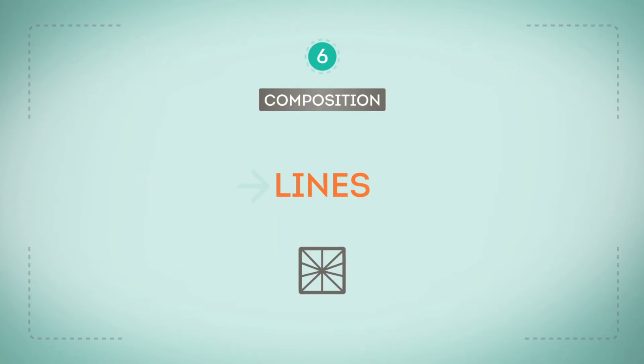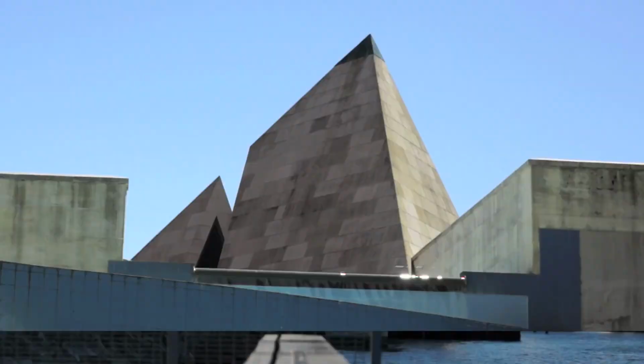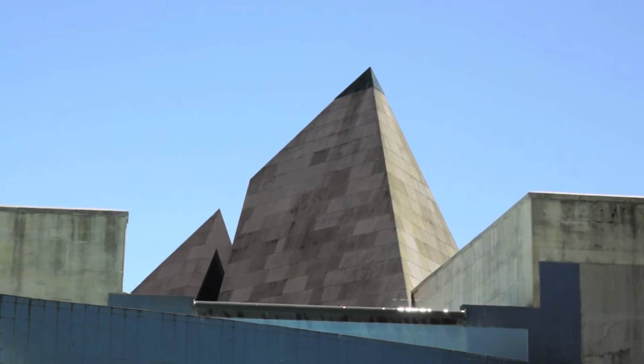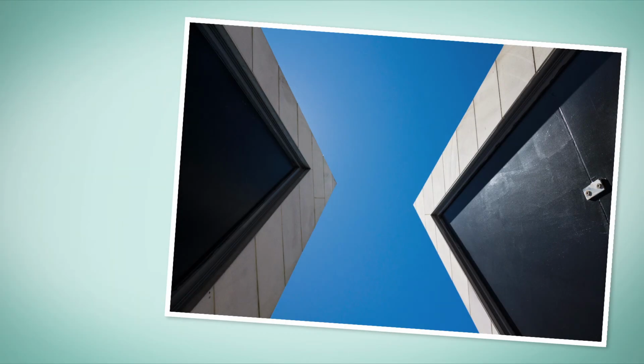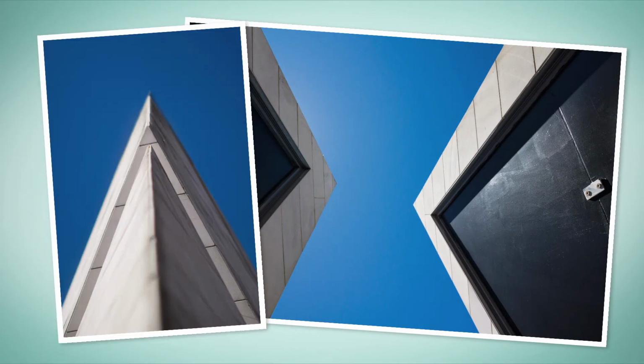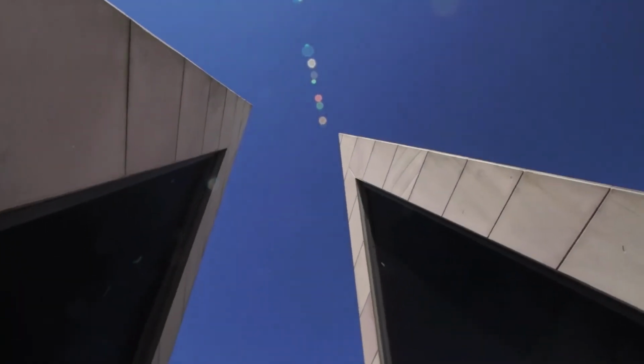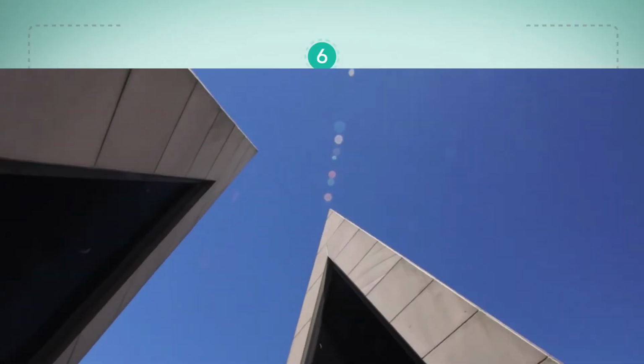Lines. With the careful placement of lines within our image, we can draw the viewer in and lead them through the image. Lines are also great at creating a sense of depth within an image. There are different types of line we can use to do this: leading lines and converging lines. Sometimes the line can be implied through the use of elements that appear to connect through the image.